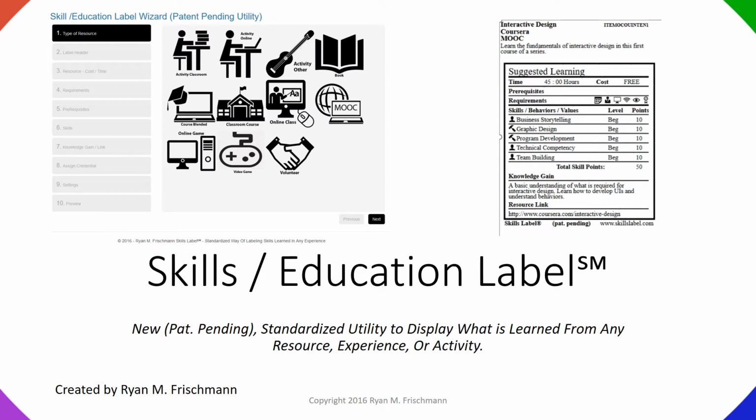To the right is an actual label itself. You can see it shows all the prereqs, reqs, time, cost, and shows the learning in skills, the desired level, competencies, skill points, a knowledge gain, and there's an actual link to the resource itself.